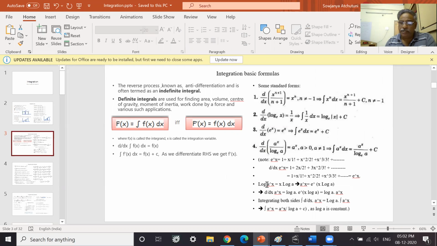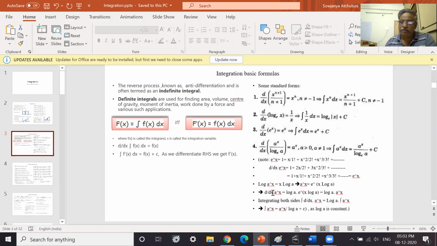Then I'm bringing a to the, I'm opening log here. A to the power of x is equal to e to the power of x log a. So I'm differentiating a to the power of x. dy/dx of a to the power of x is equal to e to the power of x log a, and the differentiation of x log a is log a. So that means log a into a to the power of x.